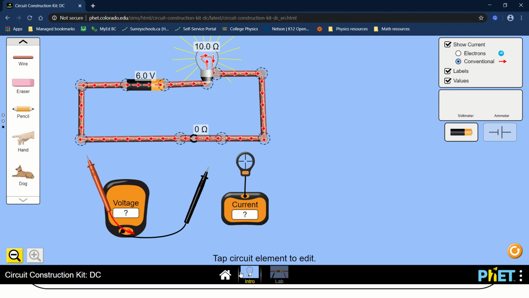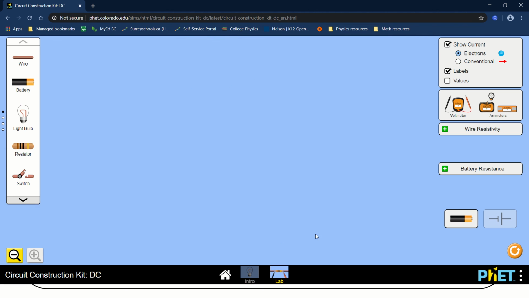So this is the introduction, which is basic stuff, and then for the lab, basically, it gives you some of the components that I think are in the next activity.